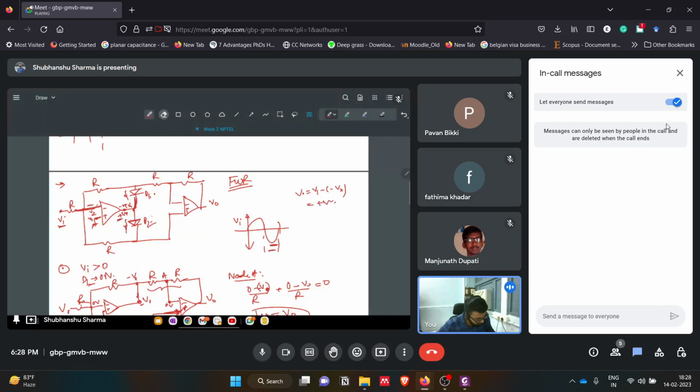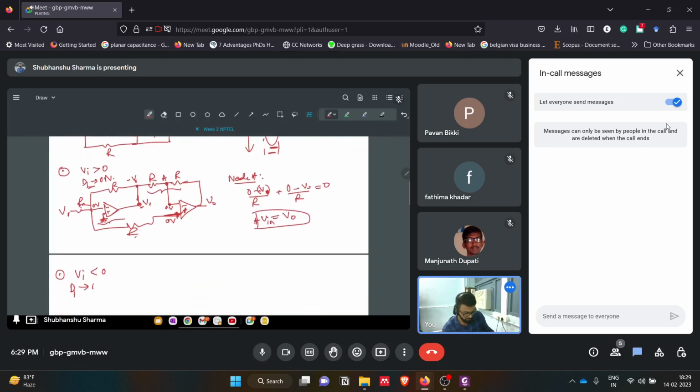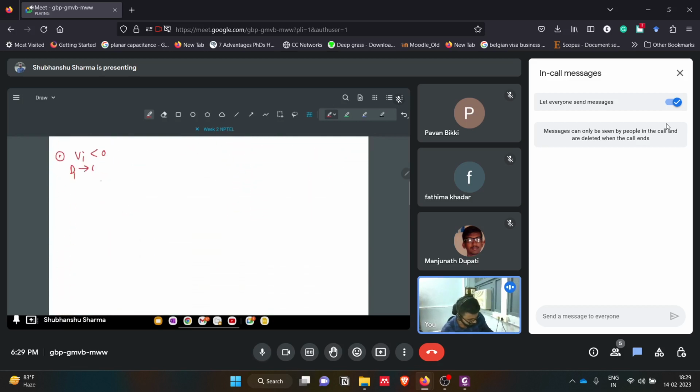So this I will remove, this was for the previous case. Now this voltage is positive. So which diode will be on? D2 will be on, because now we are providing a positive voltage to this side of this diode. So this will be on, this will be off. We'll redraw the circuit. D1 will be off, D2 will be on.